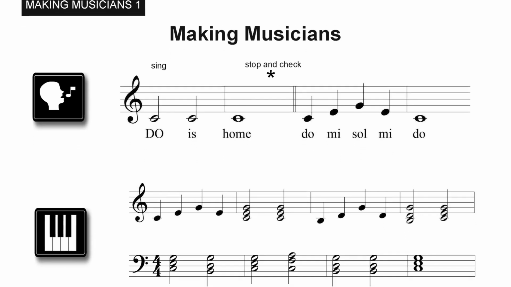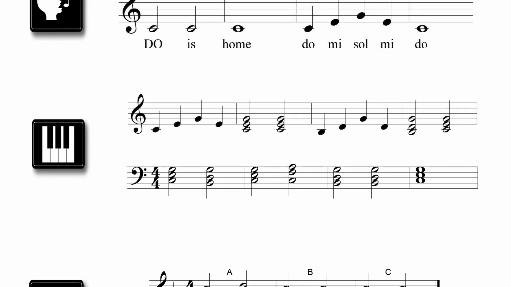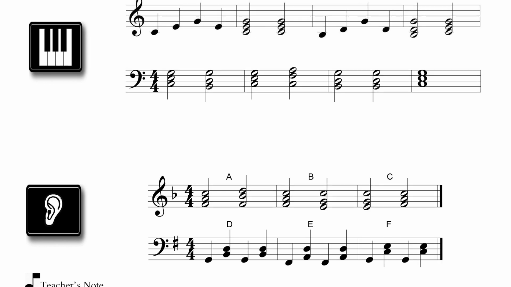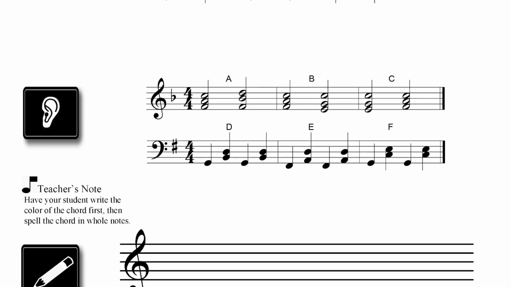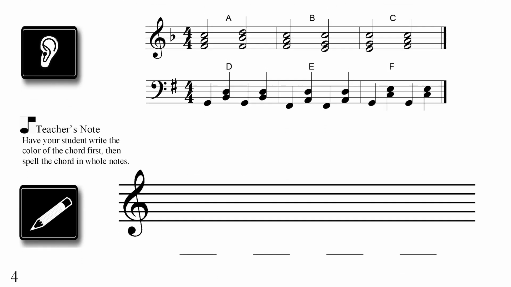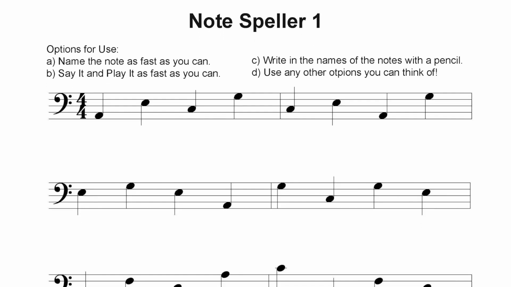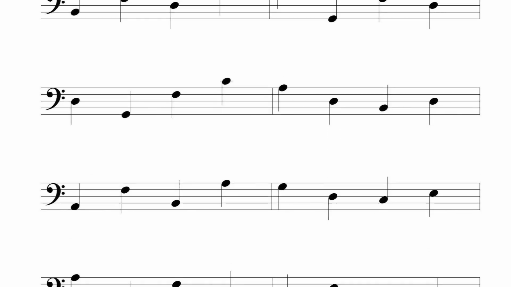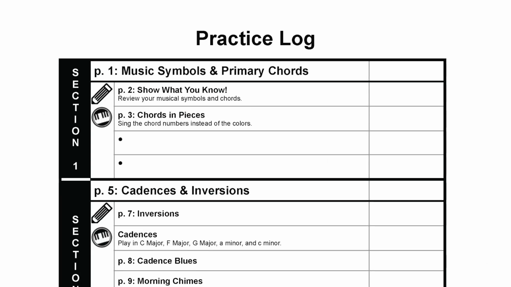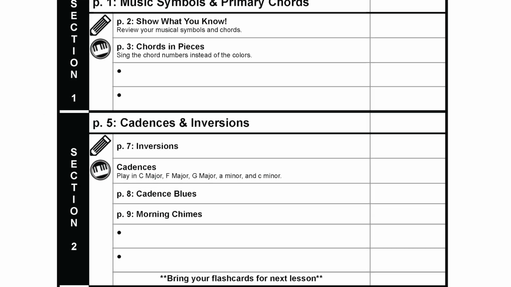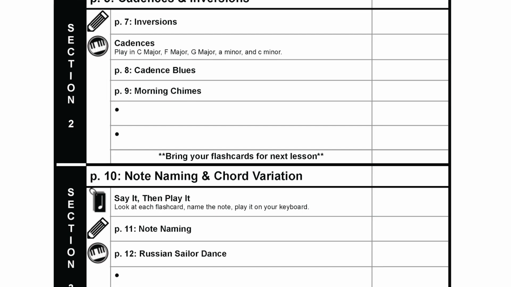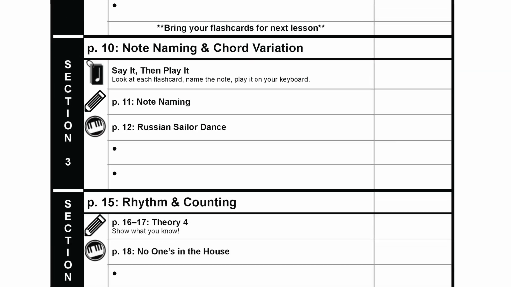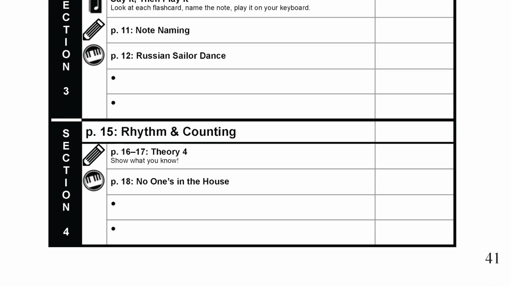These activities in sections 1, 3, 4, 5, and 6 are ear training activities that your student has become skilled at during their Let's Play Music lessons. There's also a note speller section. These pages are provided as extra practice in note naming, and there is a practice log. These pages are provided to help you and the student keep track of the learning in each section.